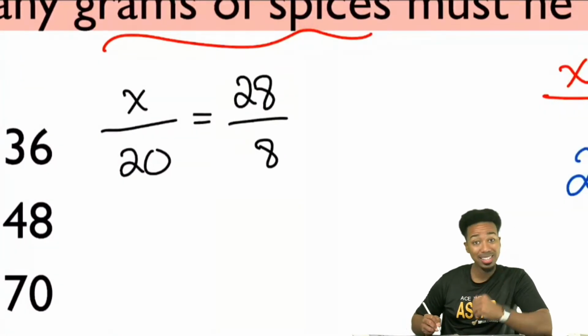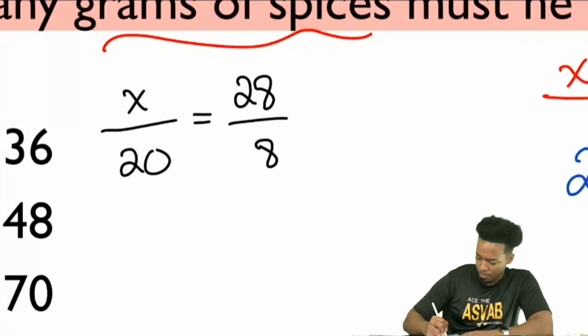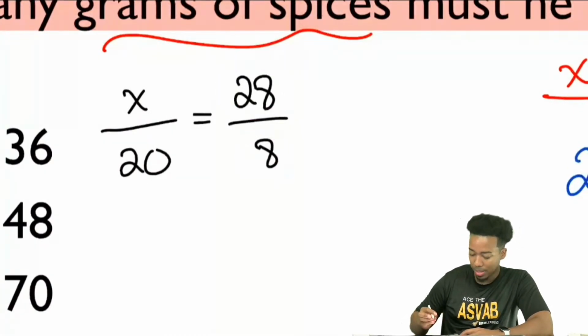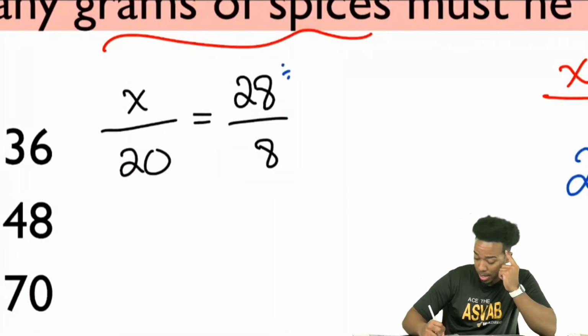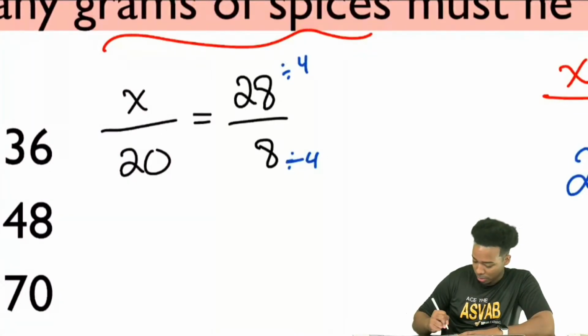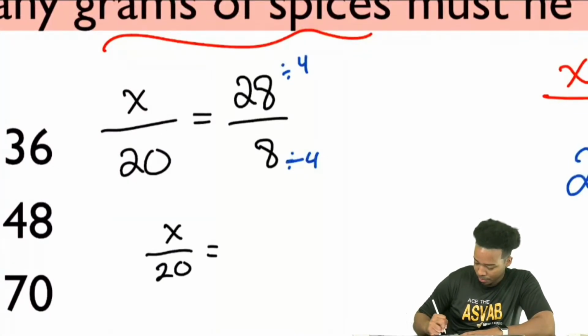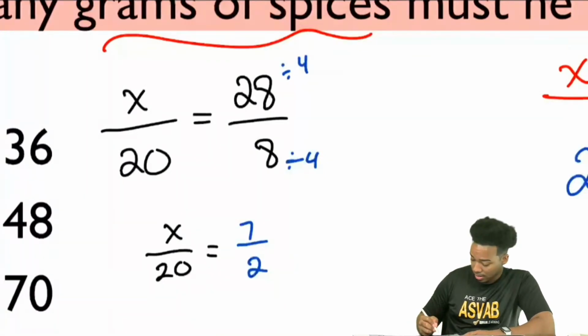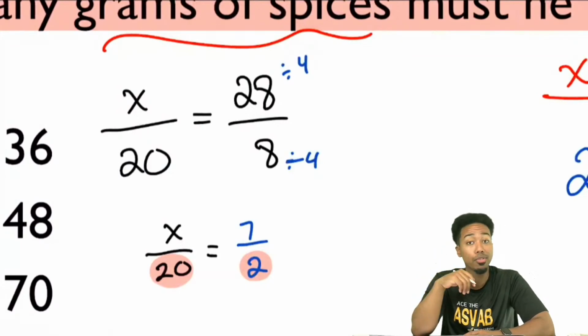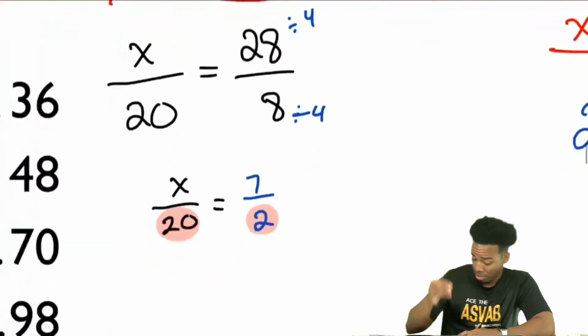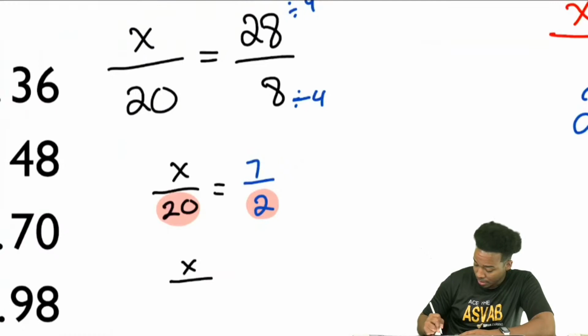So, boom, if I'm looking at this live, the first thing I see is 28 and 8. I'm going to vertically simplify here, simplify the fraction. In my head, I'm going to divide by 4, divide by 4. So the new fraction is x over 20 equals 7 over 2. Next, horizontal simplification: 20 and 2 are both divisible by 2. So the new fraction is x over 10 equals 7 over 1.